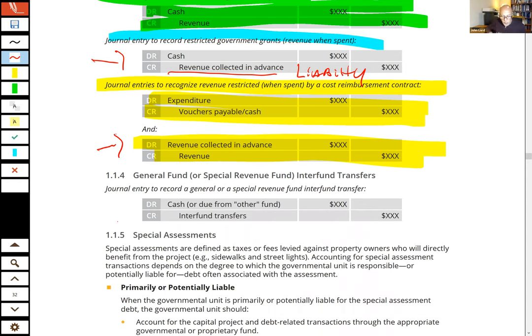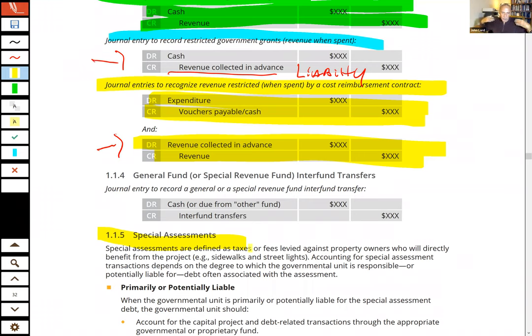Okay, good. Now, there's also something called special assessment. What happens here? Well, let's say I go to a particular neighborhood and I say we're going to put streetlights in over here. And what we're going to do is assess the tax holders just in that neighborhood where we're going to be putting in the streetlights. Well, if that's the case, that's called a special assessment.